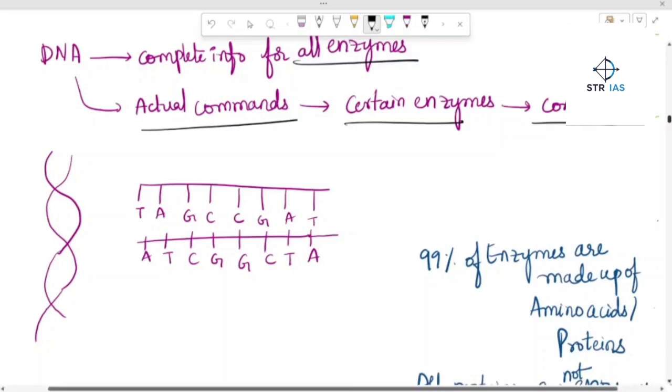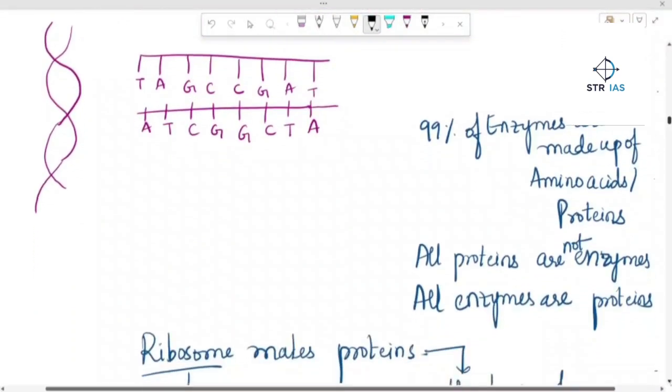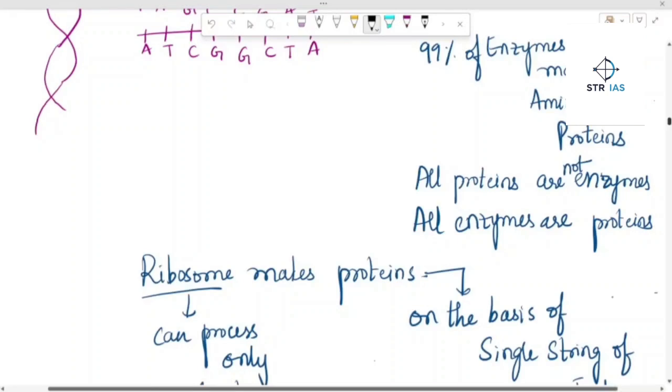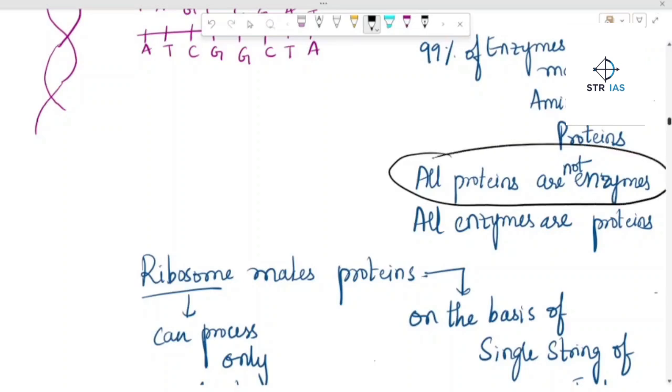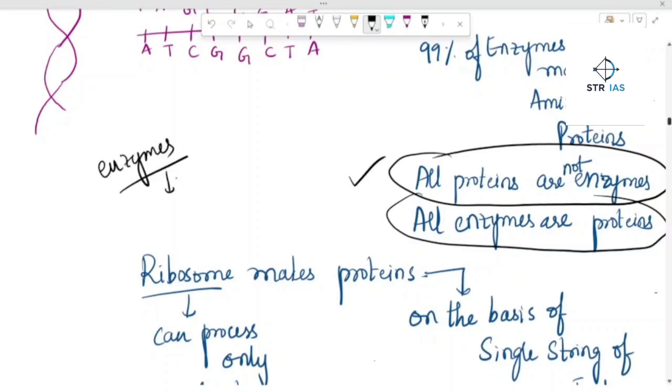And 99% of these enzymes are made up of amino acids or proteins, which are called the building blocks of the organism. But all proteins are not enzymes, and all enzymes are proteins. This can be asked in prelims. So all proteins are not enzymes, but all enzymes are proteins. Enzymes are made up of amino acids or proteins. The information on when, where and how to synthesize these proteins is there in the nucleus.